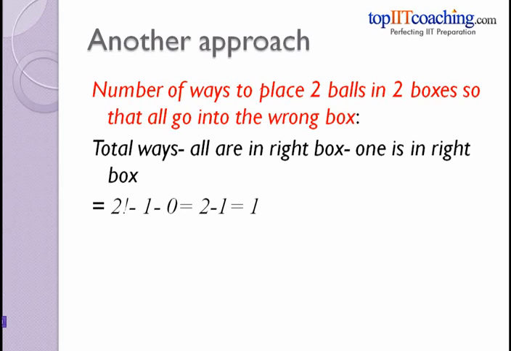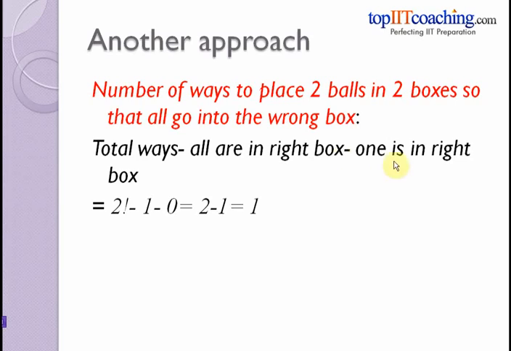We have the number of such ways equal to the total number of ways minus the case in which one ball is in the right box and minus the case in which all are in the right box. So what we see is the total number of ways is equal to 2 factorial, as we have 2 balls and they can be arranged among themselves in 2 factorial ways. Now the case in which all are in the right box will be equal to 1, because we have only one condition and one case where we can place all the right balls in the right boxes.